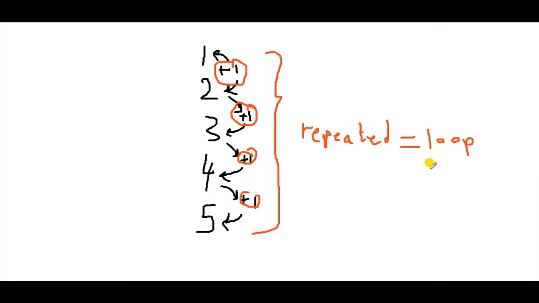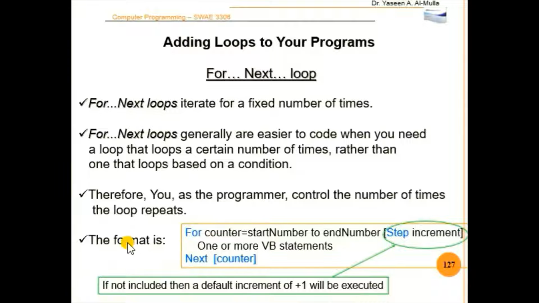The format to code a for next loop in Visual Basic: start with for, follow it with a variable counter, and this variable counter has a starting and ending number. So you have to specify what is the starting number and what is the end number. So this variable counter, you give it a range. It starts from what number and it ends at what number.